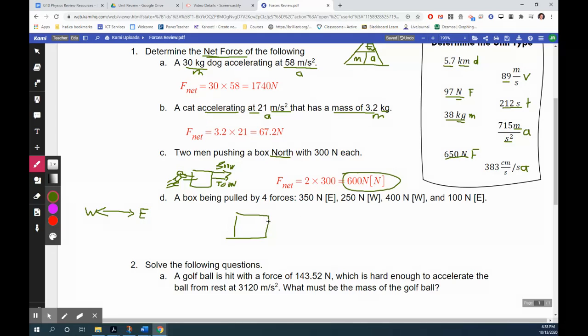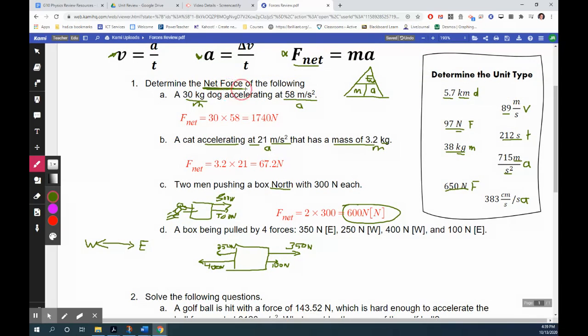We've got 350 newtons east. So I draw a line. This is my 350 line. 250 newtons north, so it should be a bit shorter. We've got 400 newtons north, so this should be longer than the 350. And that's west, and 100 newtons east. So this is a pretty short line. And we're wondering what the net force is for each of these questions.